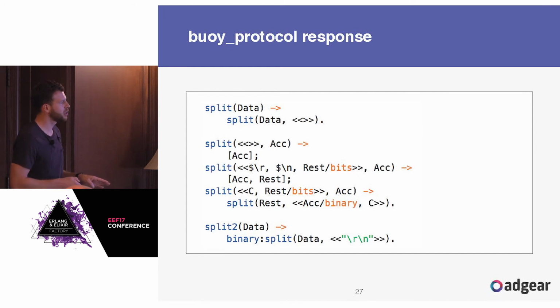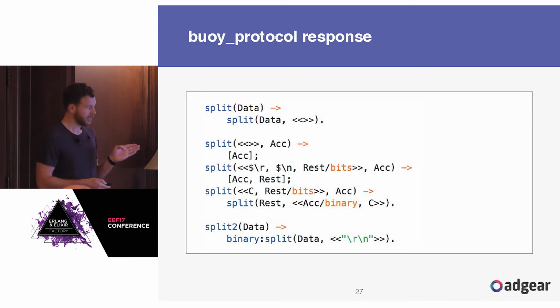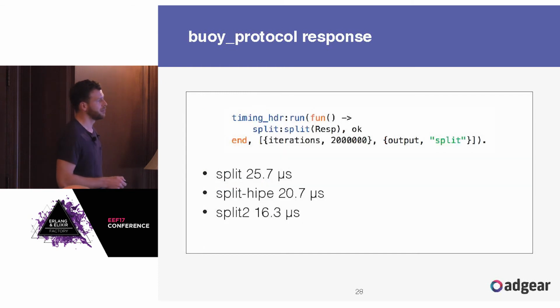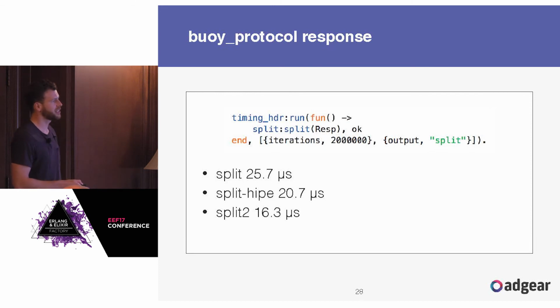So I did benchmark these two: a simple binary match that we iterate until we find \r\n and then return, and the same kind of function just using binary split. Doing it really as a fast kind of micro benchmark using one of my libraries I'll talk about later. The split takes, on average, 16.3 microseconds.